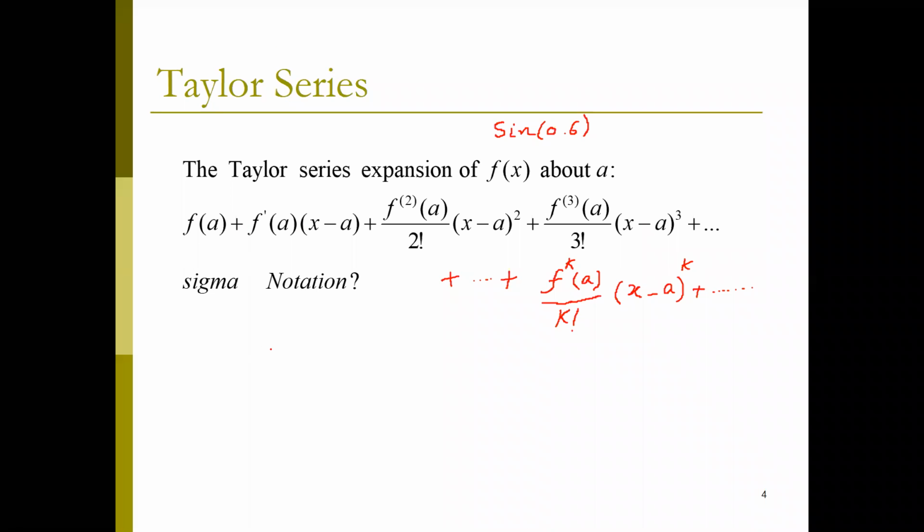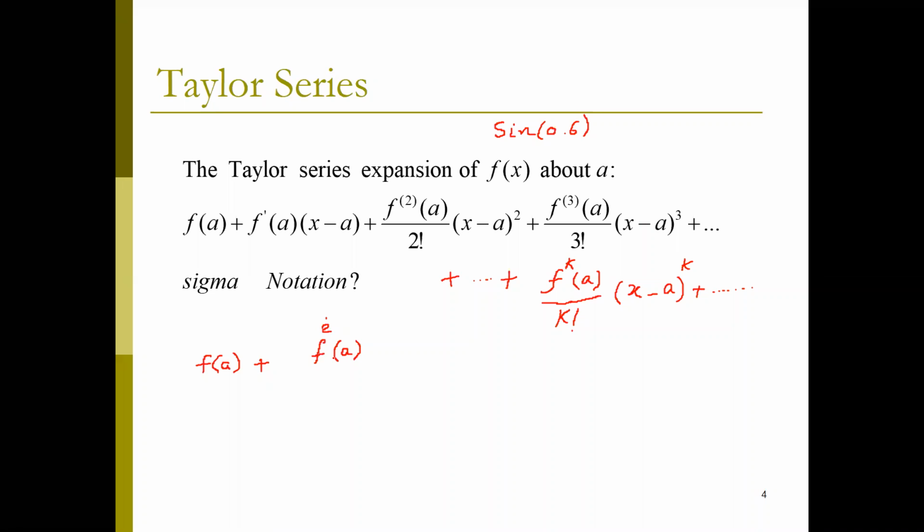This expansion can also be written in the form of sigma notation. This can be written as f(a). And then we have similarities among all terms. What similarities are you seeing in all terms? We have the function's derivative. Suppose I am representing it as f^(i), the ith derivative of the function at a.